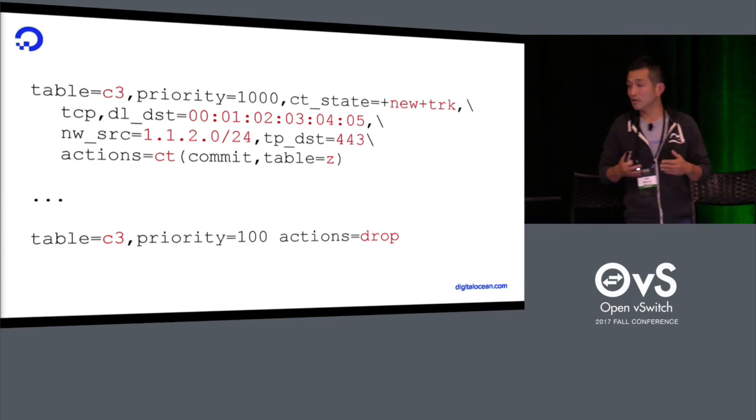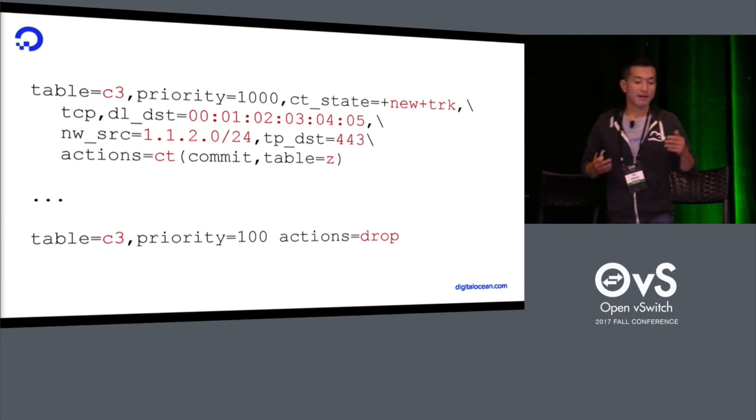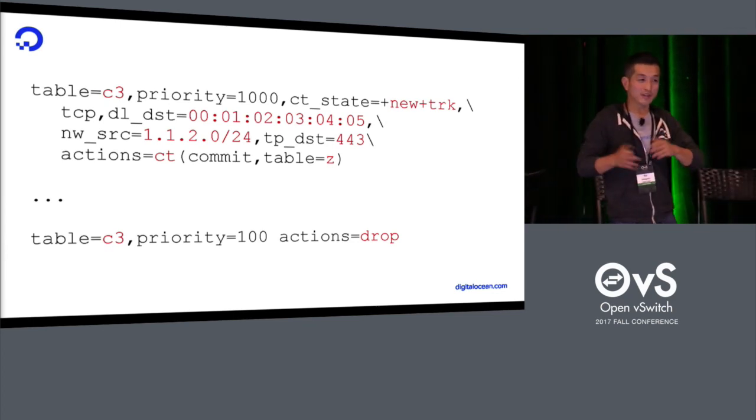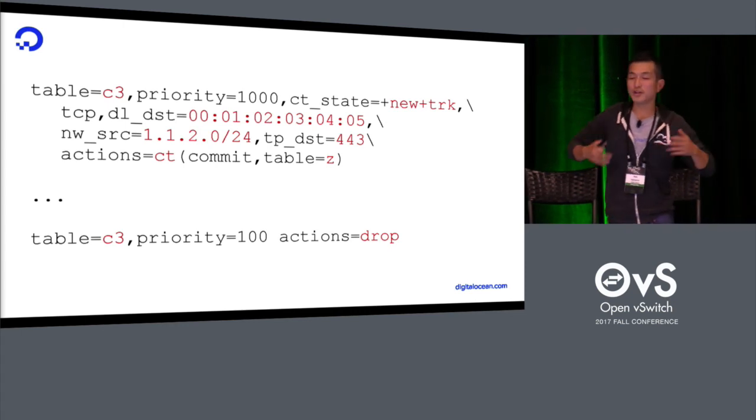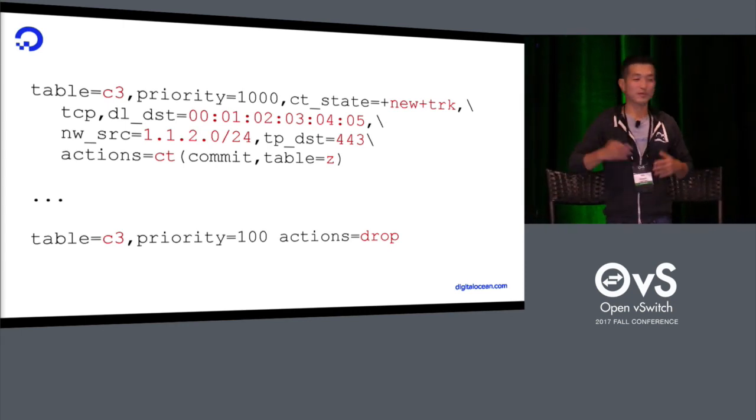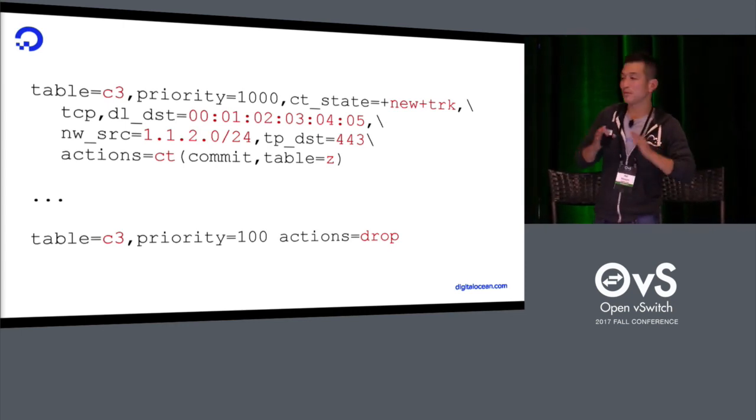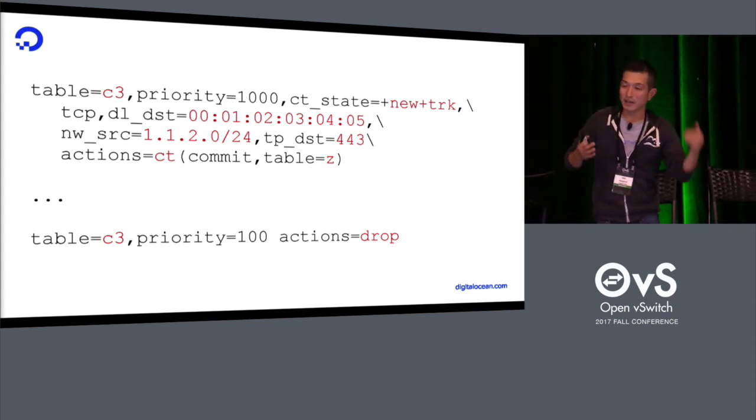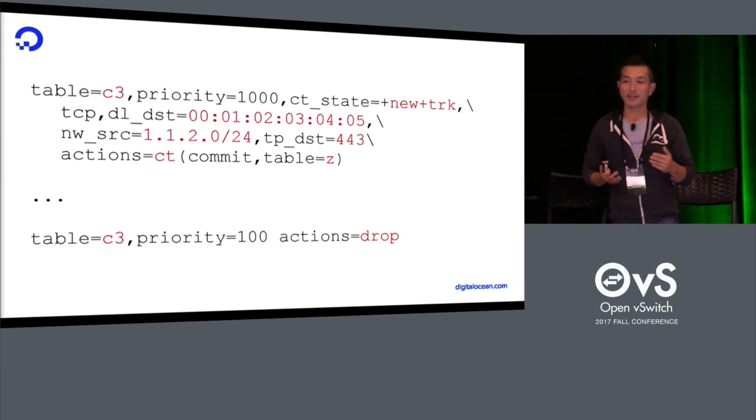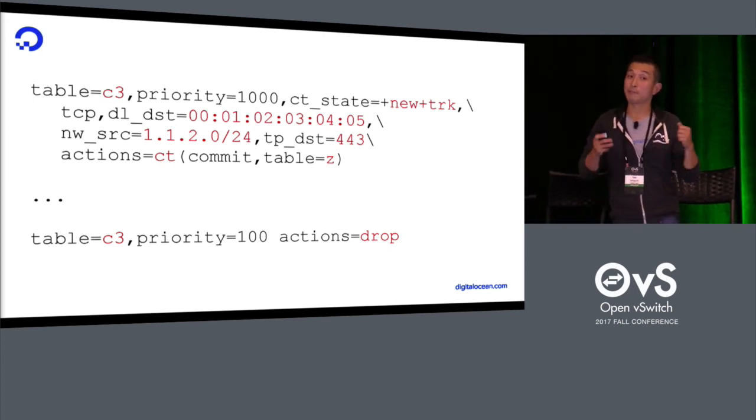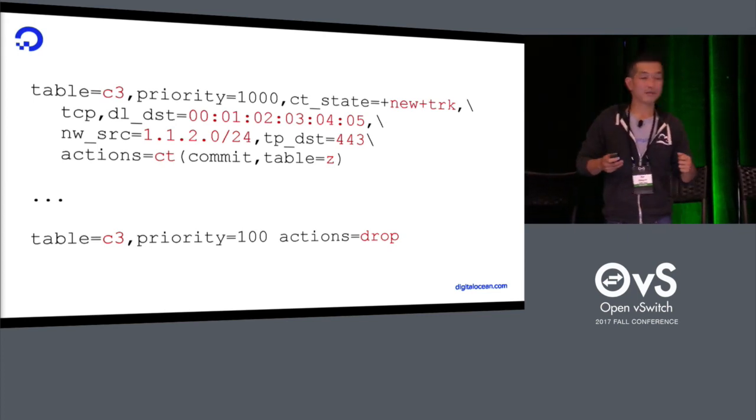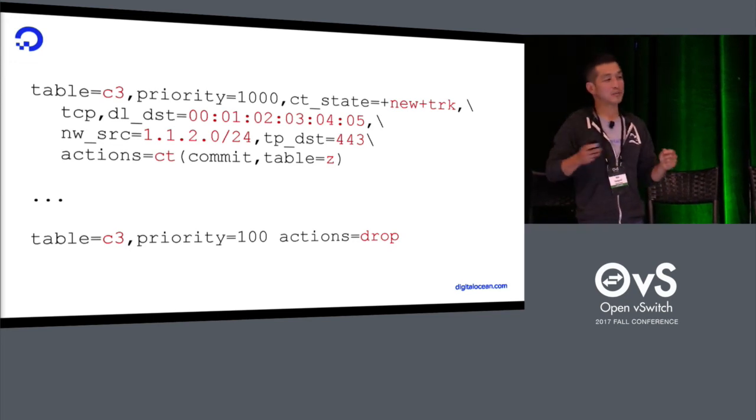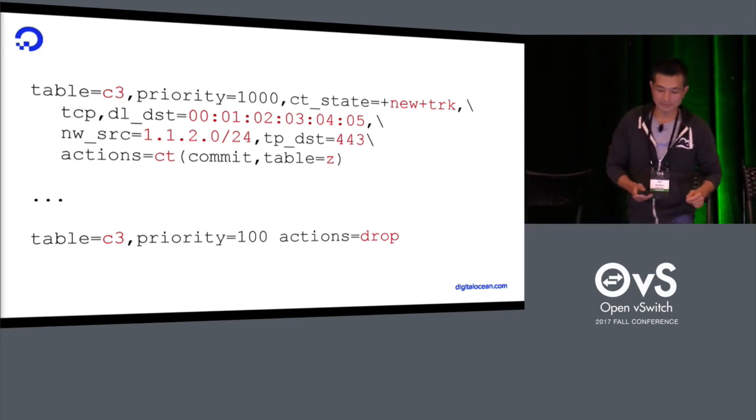And because of the conntrack, the user policy is really simple. We don't need any reverse traffic flow or anything. Just one flow is good enough to represent the ingress firewall allow policy in the OVS table. This is a big plus from the performance point of view as well as the management point of view.